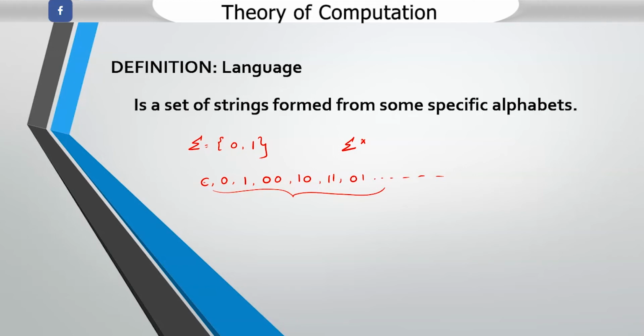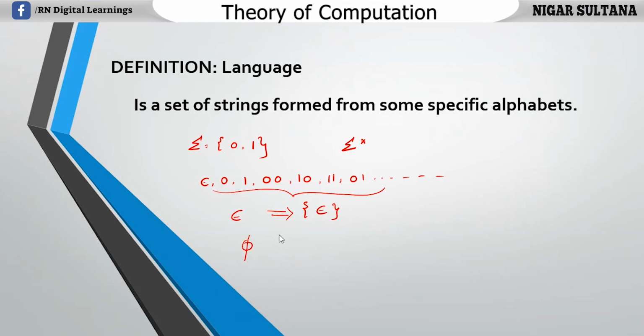Now there are a few points which we need to understand under language. The first point is, if a language contains an empty string, that is epsilon, it is denoted by a flower bracket, epsilon, and a closing flower bracket. The next point is, if a language is empty, that is, if a language doesn't have any member, then it is denoted by the phi symbol. Next, this phi and epsilon are not the same.